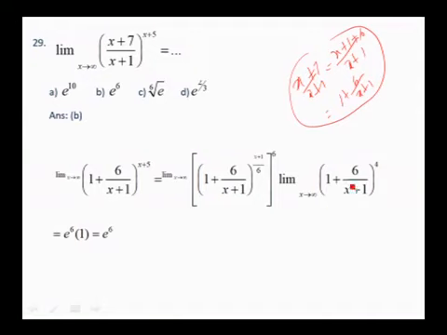Understand that here, as x tends to infinity, it is 1 plus 6 by infinity, that is 0. 1 plus 0 whole to the power of 4. It is not 1 to the power of infinity. 1 plus 0 whole to the power of 4, which is nothing but 1.